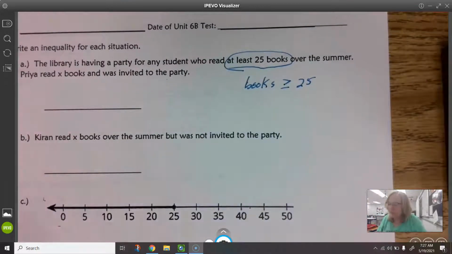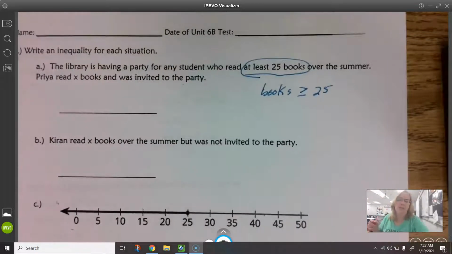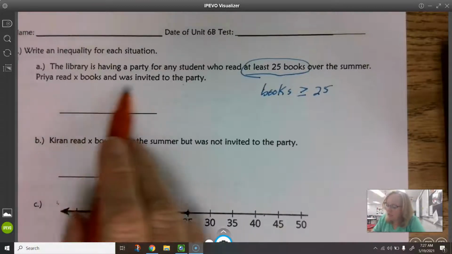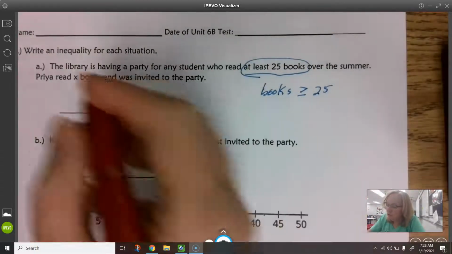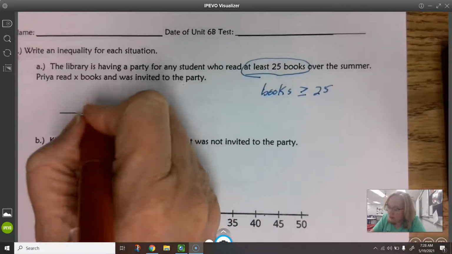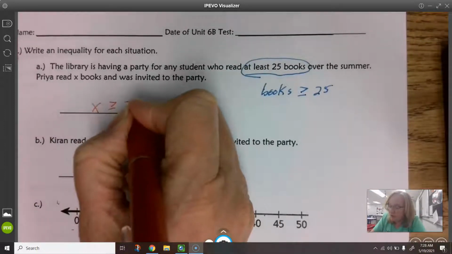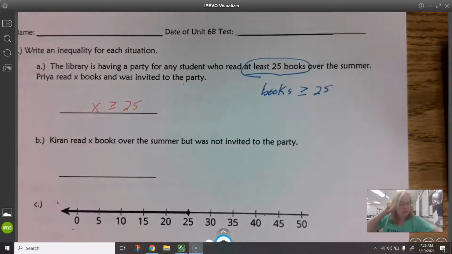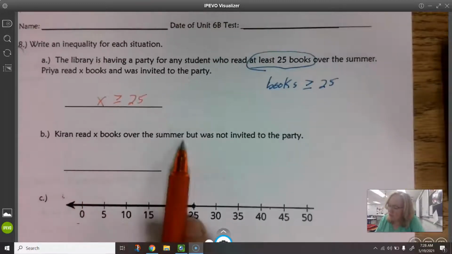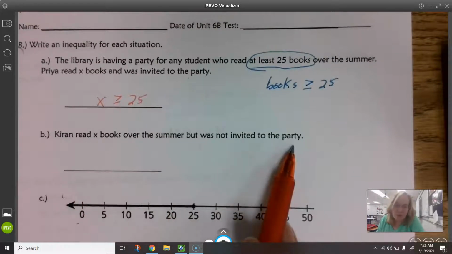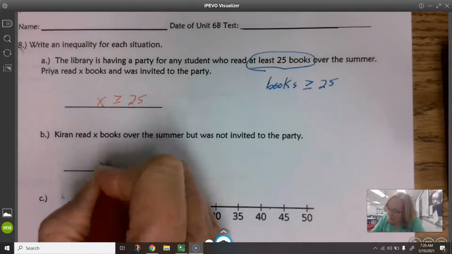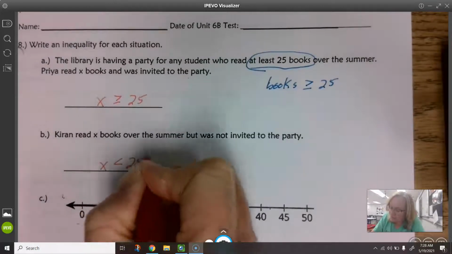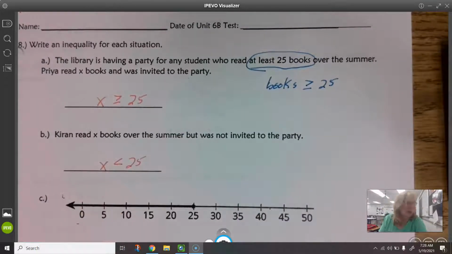So now let's go to Priya. Priya is always the amazing one. Have you noticed that? She always does everything right, it seems like. Priya read X books and was invited to the party. So her number of books is greater than or equal to 25. That's Priya's. Okay? Let's look now at Kieran's. Poor Kieran. Kieran read X books over the summer but was not invited to the party. So that meant that her books were less than 25.